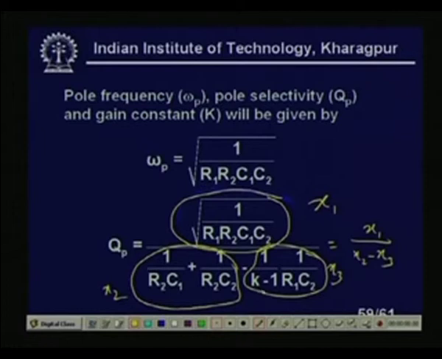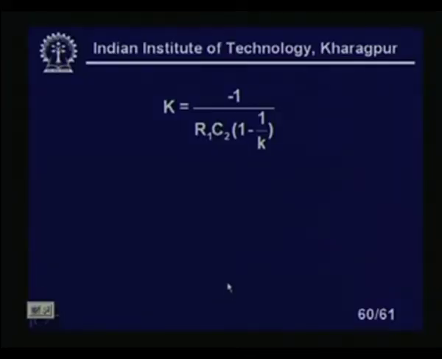I can do it by controlling k. You see, I can make x2 very nearly equal to x3 by controlling k only, because the elements R1, R2, C1, C2 are already determined by omega p. So by controlling k I can make the selectivity very, very high. That is a great advantage of the single amplifier enhanced negative feedback topology. So, capital K, which is the gain constant, upon 1 minus R1 C2 minus 1 minus 1 by K.